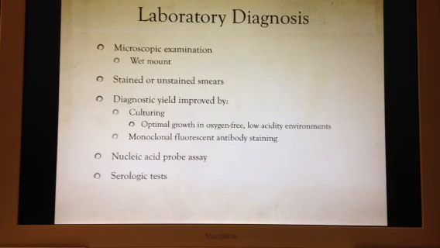The diagnostic yield is improved by culturing the organism. Optimal growth for the parasite is in oxygen-free, low-acidity environments. Diagnostic yield can also be improved through monoclonal fluorescent antibody staining. A nucleic acid probe assay is commercially available and is another method of diagnosing the microorganism. Serologic tests, while not commonly used for diagnosis of the organism, are useful in surveillance of the epidemiology of Trichomonas vaginalis.